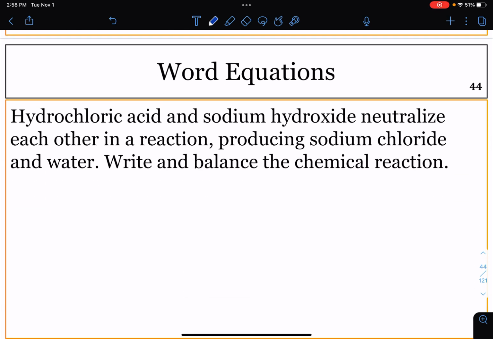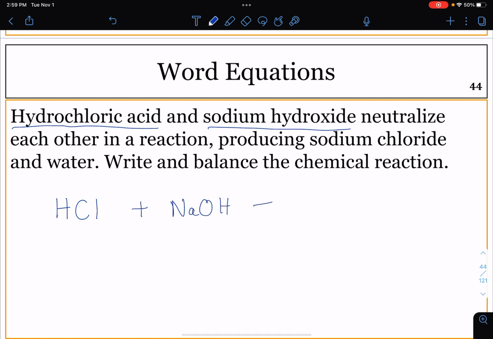Try this example on your own using our new naming rules for hydrochloric acid, and notice that sodium hydroxide is a base. So pause and work this out before moving on to see the answer. Hydrochloric acid, if you use your proper names, is HCl. Sodium hydroxide is NaOH. And it says they neutralize each other in a reaction, producing, and that entire phrase turns into your arrow. It produces sodium chloride, which following your ionic compound naming rules is NaCl, and water.